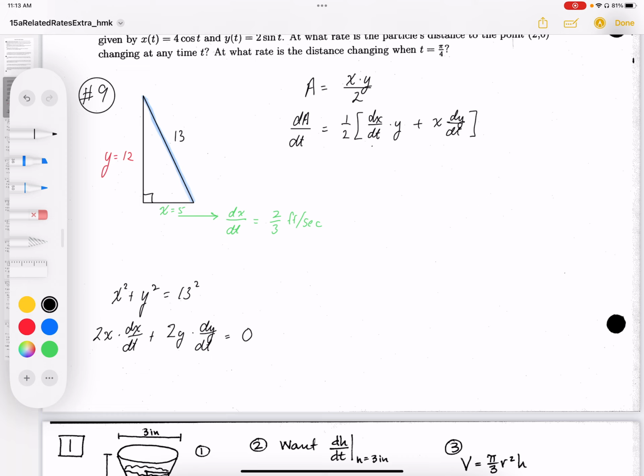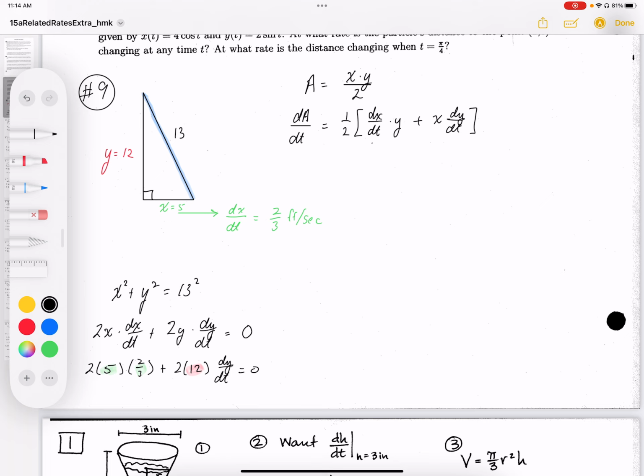It's a constant. And when we do this, we have x, y, dx by dt, so we can solve for dy by dt. So plugging it in, I get 2 times x is equal to 5. dx by dt is 2/3 feet per second. The y value is 12. And then we're going to solve for dy by dt to be able to then use it to solve for dA by dt. Okay, so I'm just going to do a little bit of color coding here. So that's my x, dx by dt. There's my y, and I'm going to solve for dy by dt.